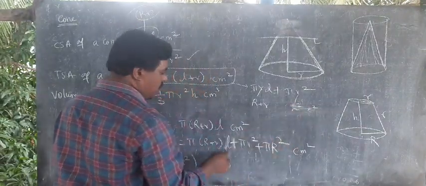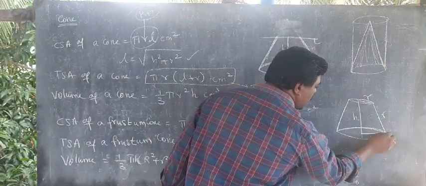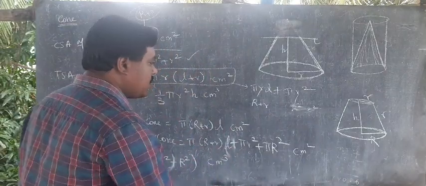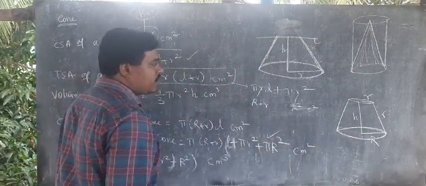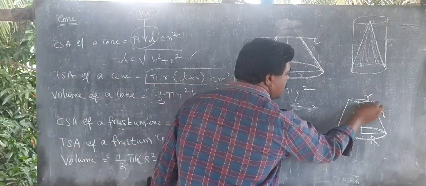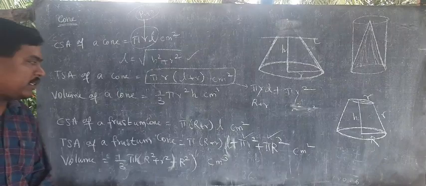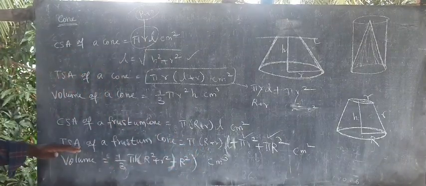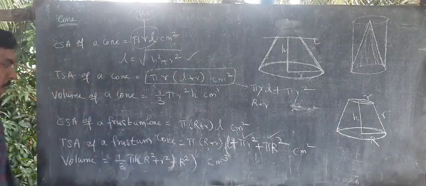Here pi r square means the area of a circle. At the bottom we use capital R, so capital pi R square, and at the top we use small r, so small pi r square. This is the CSA of a cone. So the TSA of a frustum of a cone looks like this. We need to memorize the formula.